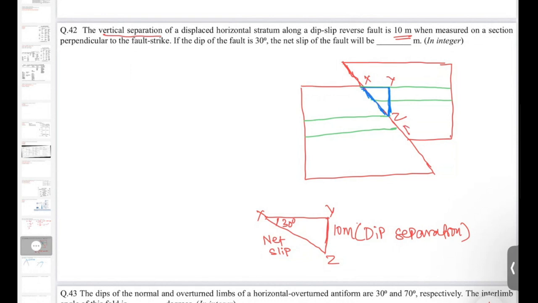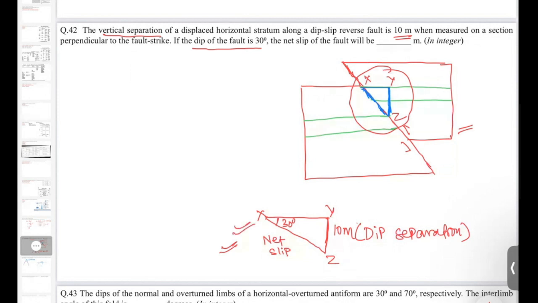This is going upward. This is going downward. And this section is considered perpendicular to the strike of the fault. Okay, and the dip of the fault is also given as 30 degrees, and we are asked to calculate the net slip. If we take this XYZ section and draw it larger, it will look like this.